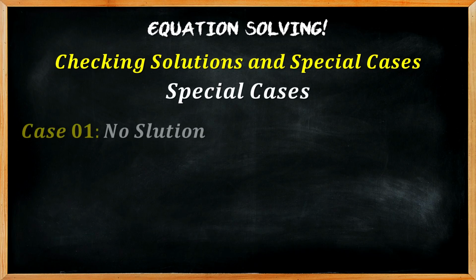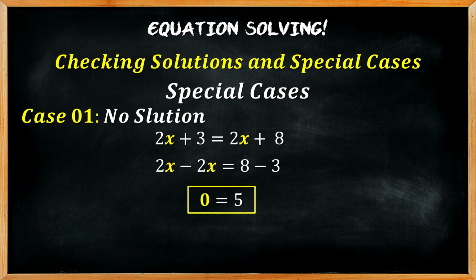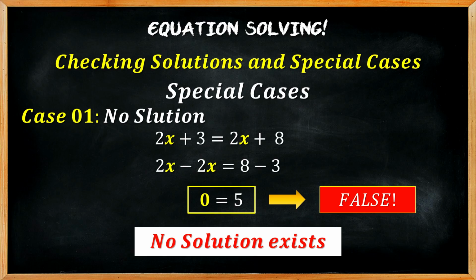Now, let's explore special cases. Sometimes equations don't have exactly one solution. They might have no solution at all, or infinitely many solutions. First, let's look at equations with no solution. These occur when we get a false statement, like 0 equals 5. This means no value of x can make the equation true.